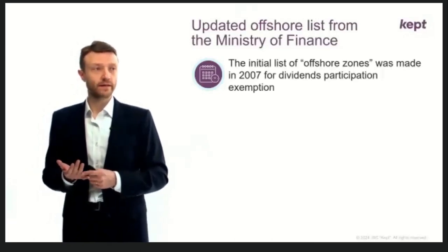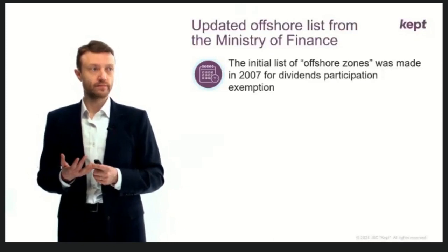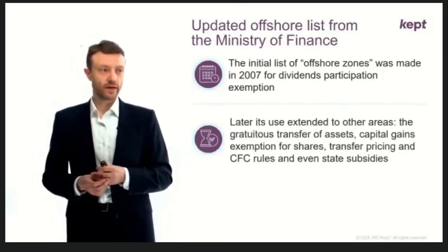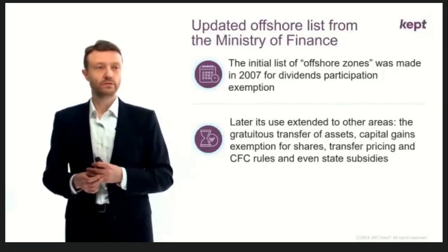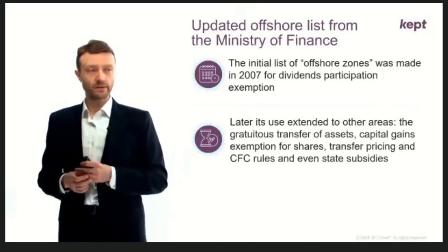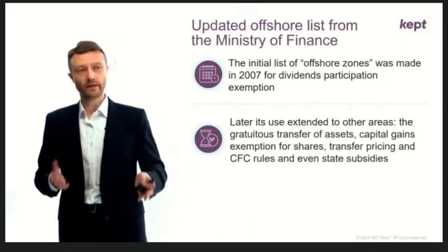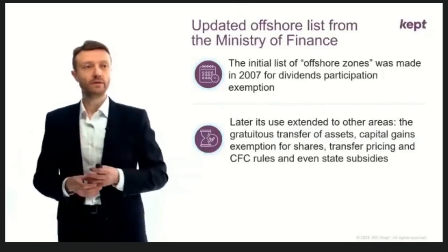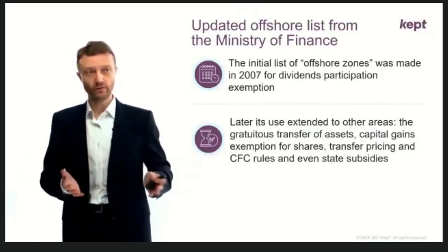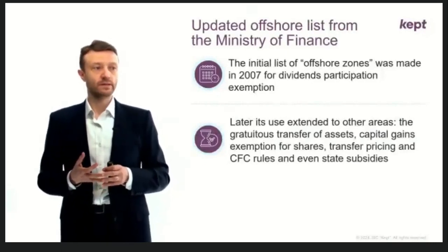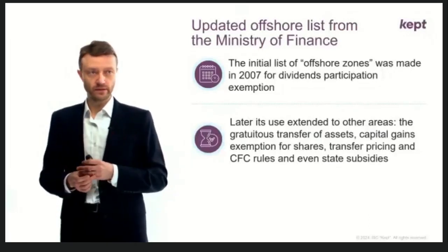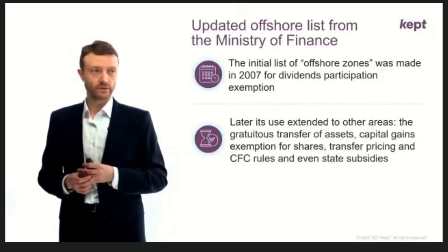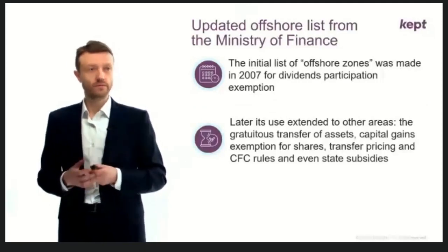First of all, the Ministry of Finance introduced this offshore zones list back in 2007, and it was mainly used for the dividends participation exemption. But later it was extended to other areas, and now it is used for many tax exemptions. Reduced tax rates are preconditioned by the absence of the party in the blacklist, in the country which is blacklisted. Examples of exemptions include free of charge transfer of assets, which we already mentioned before, capital gains exemption for shares, the so-called 5-year exemption, transfer pricing consequences, as well as CFC rules, and even state subsidies. They were regulated with a reference to this offshore zones list developed by the Ministry of Finance.